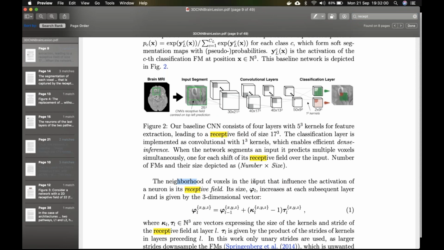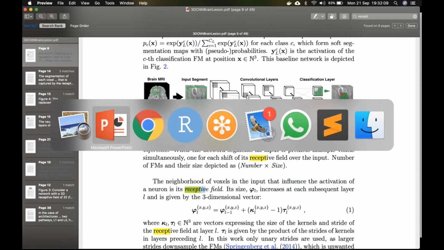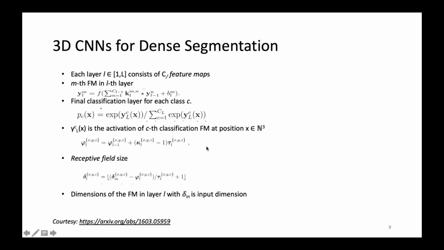The neighborhood of a voxel in the input that influences the activation of a neuron is the receptive field. So the receptive field is, if we consider a voxel, the areas around it. Suppose we want to predict the input dimension delta in, the receptive field size will be delta in minus phi L minus tau in.